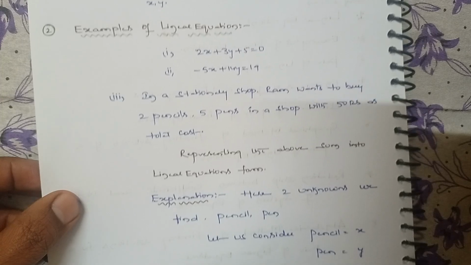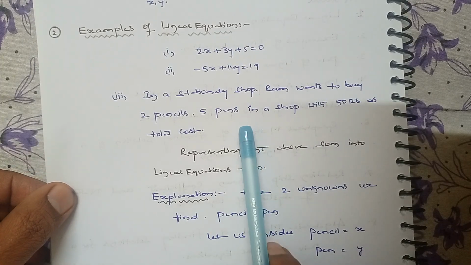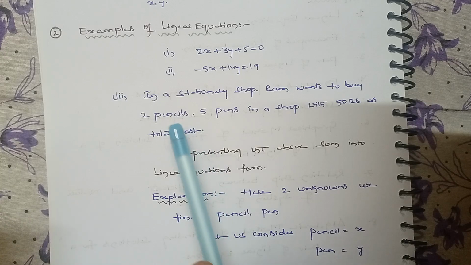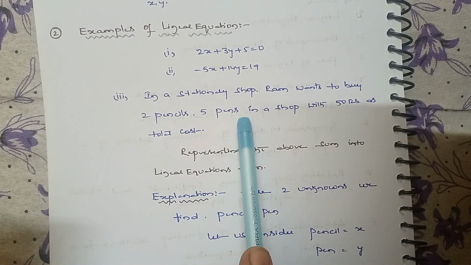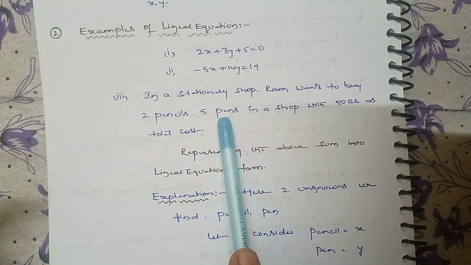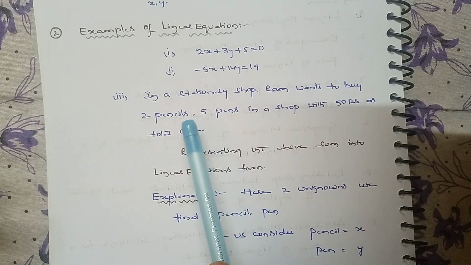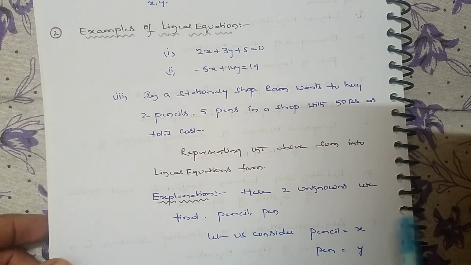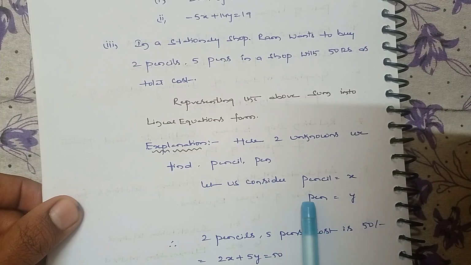Now in this example, we are talking about two things, right? That is, one is pencil and other is pen. Okay, these two are unknowns. So we can take pencil as variable x, pen as variable y.